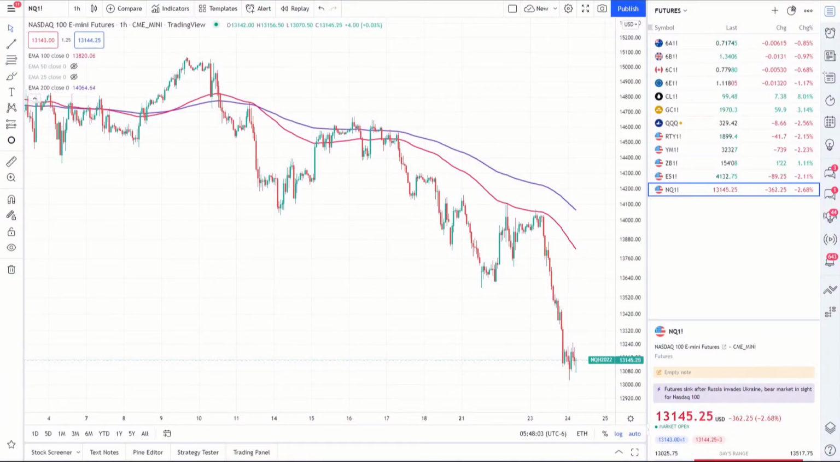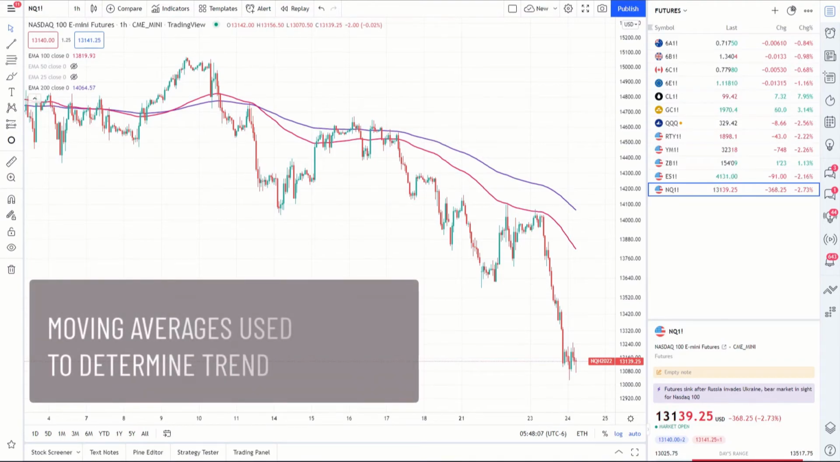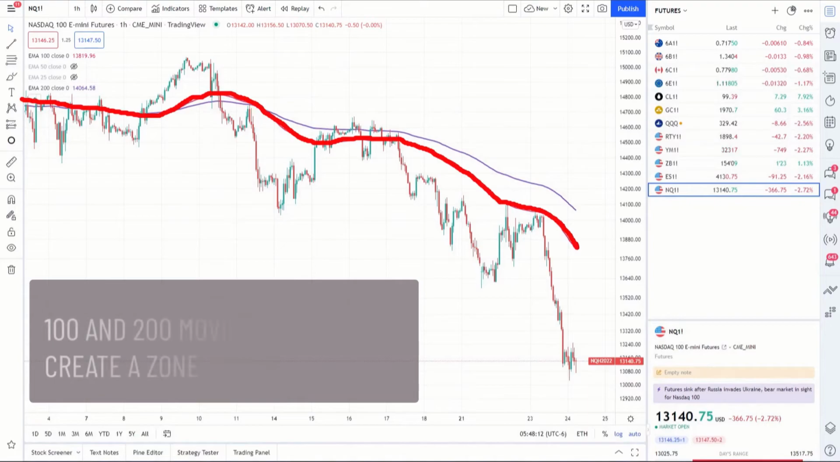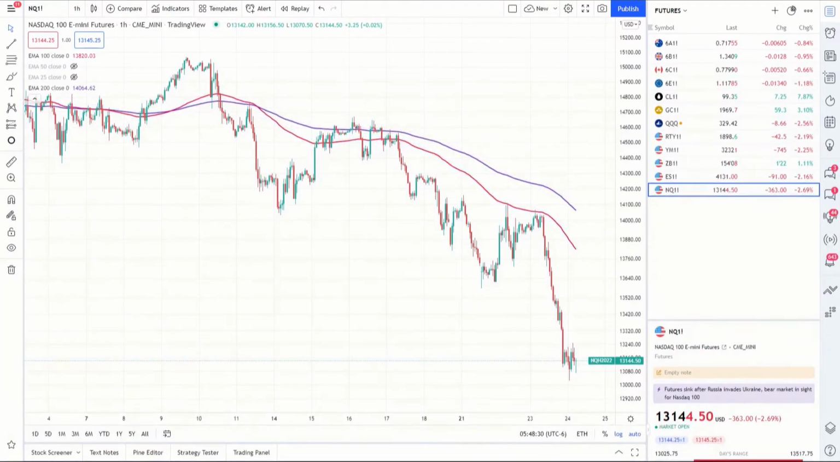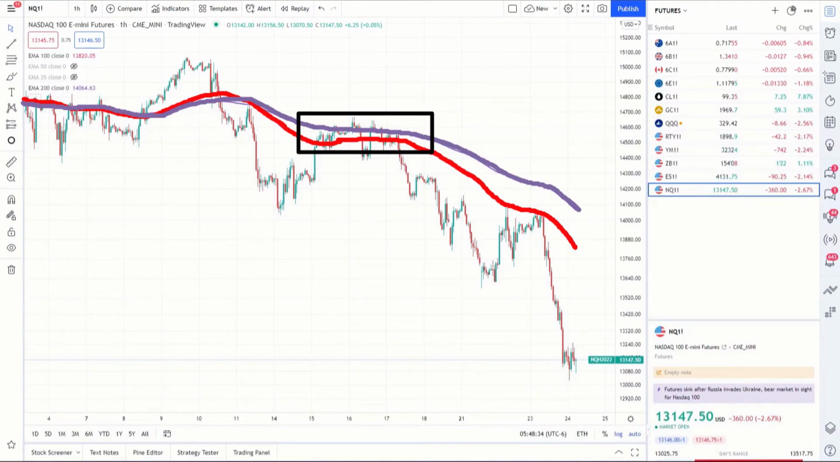In this easy to understand trend following strategy, we are using exponential moving averages to determine the trend and volatility of the market. We use a combination of 100 and 200 moving averages to create a zone we look to enter into. Looking at an hourly chart on NQ, we see a clear zone in both moving averages.